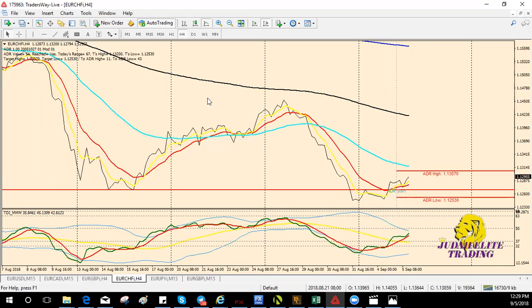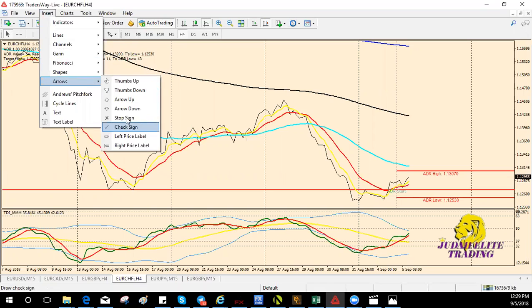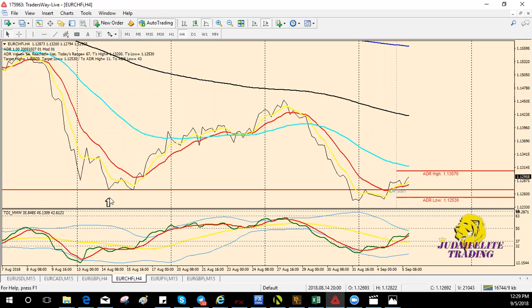So this is an area where, if price hits it with a key reversal pattern, I would be looking to pull the trigger, which I did today, and caught about 50 pips. Let me just put in some arrows. We got one hit here, just so you know, we got one there.